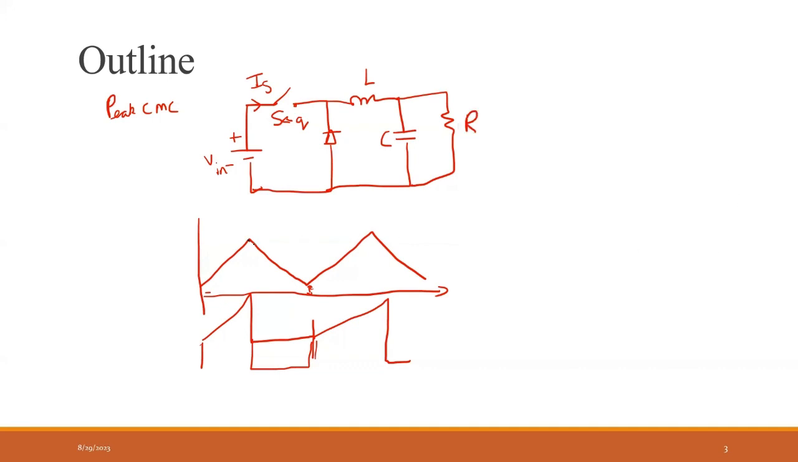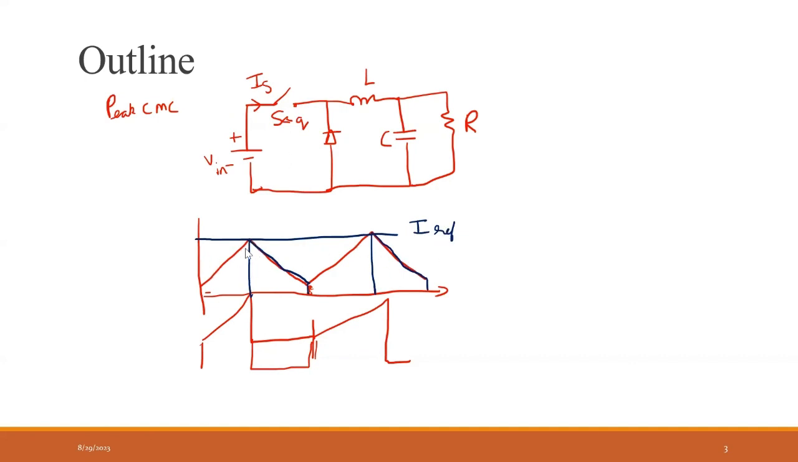It will be this. This will be my current for my low side. No, current for this switch, for the diode. So if we want, there's our reference. Suppose our reference is like this. This is my reference.